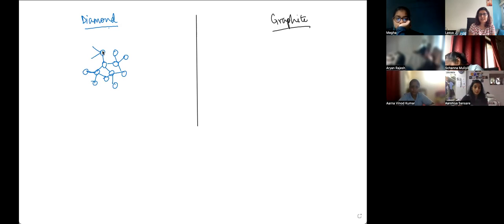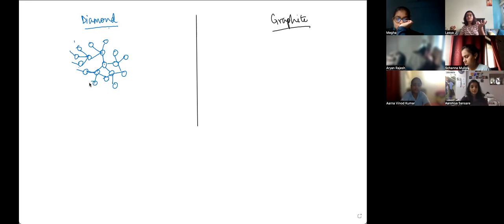So this also has 4 other carbon atoms attached. This also has 4 other carbon atoms attached. If you take this, you have 1, 2, 3, 4. If I consider this, I have 1, 2, 3, 4. This is attached to 1, 2, 3, 4. That way it just goes on, and that's how the whole structure of diamond is formed. And that is the reason for its hardness.